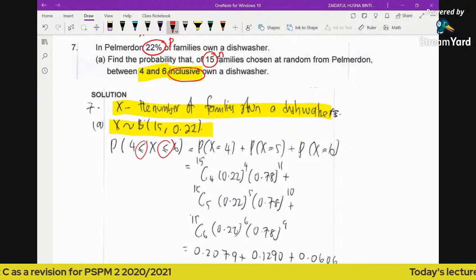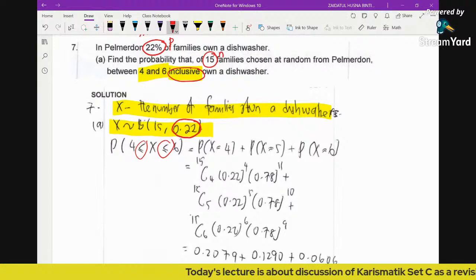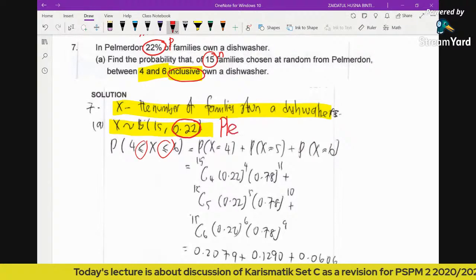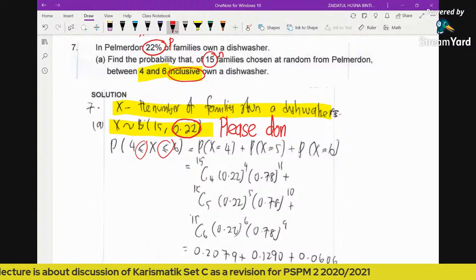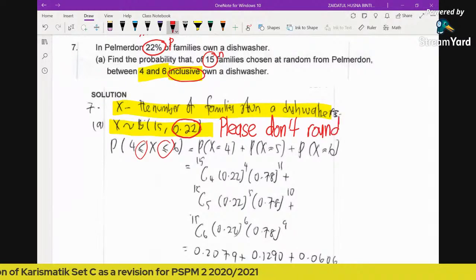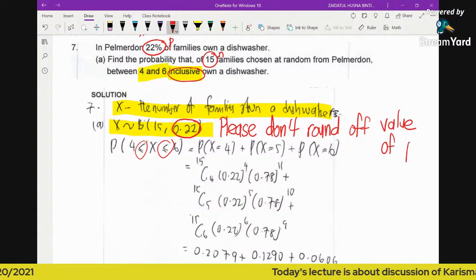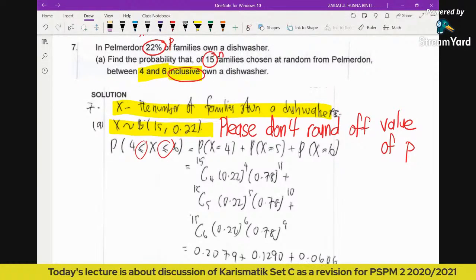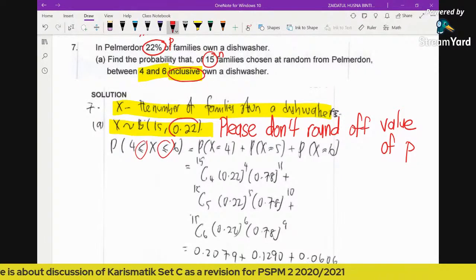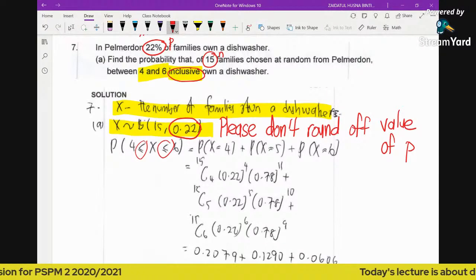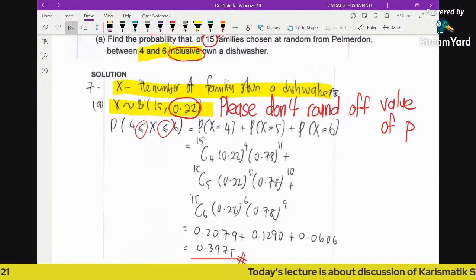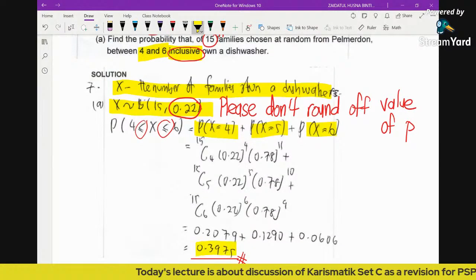I need to remind you, if you cannot find the probability of success in the binomial table, please don't round off the value of p just for the purpose of reading the binomial table, because the answer is going to be totally different. Now the probability of success is 0.22, so you have no choice. You need to use the binomial formula. Using the binomial formula, you just find the probability of x equals 4, 5, and 6, and you get this answer.